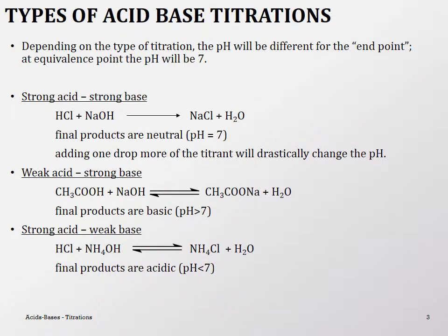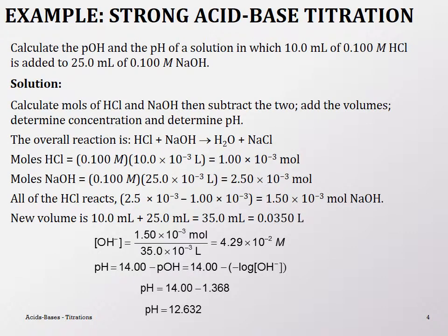And we have to do titrations for all, so we have to understand what's going on. So let's look at an example of a strong acid-base titration. Now you've done this in GenChem 1 also, so it might be just a little bit of a review as well. Calculate the pOH and the pH of a solution in which you have 10 milliliters of 0.1 molar HCl added to 25 milliliters of 0.1 molar sodium hydroxide.